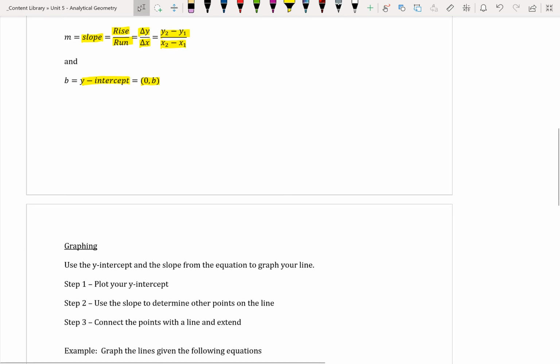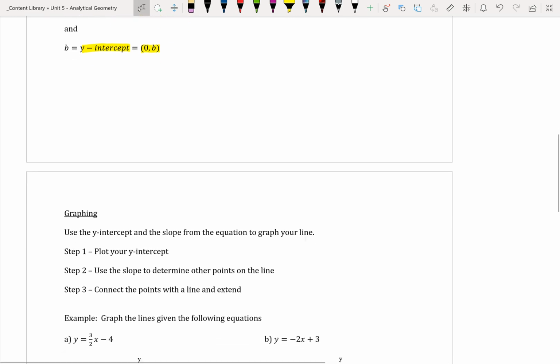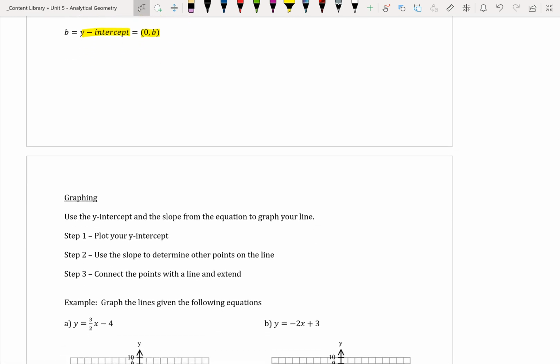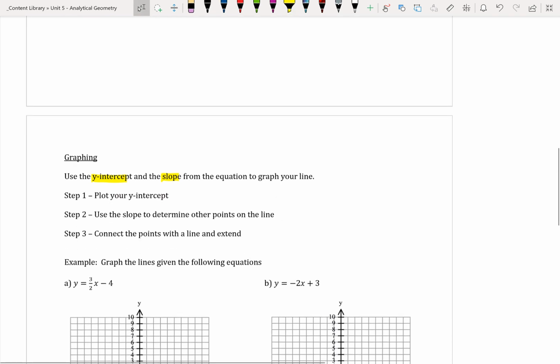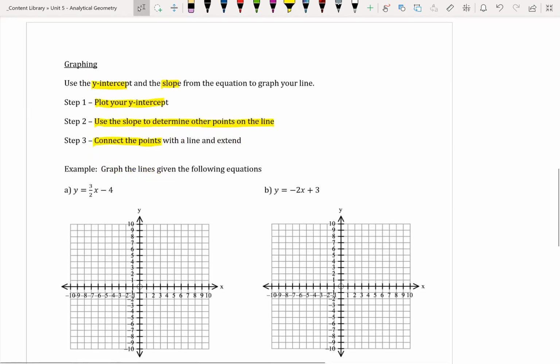So if we want to graph a line given an equation, what we have to do is use the y-intercept and the slope from our equation. So again, that's why it's important to be able to pick out the different pieces from our equation of a line. Step 1, we want to plot our y-intercept. Step 2, similar to the last one, we want to use the slope to determine other points on the line. And step 3, we want to connect those points.